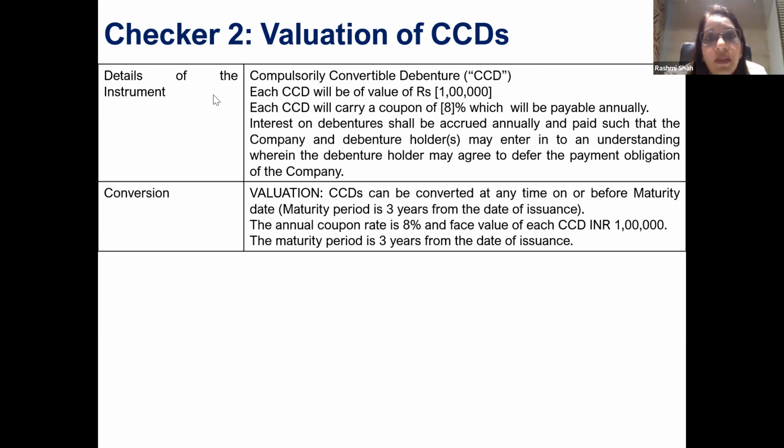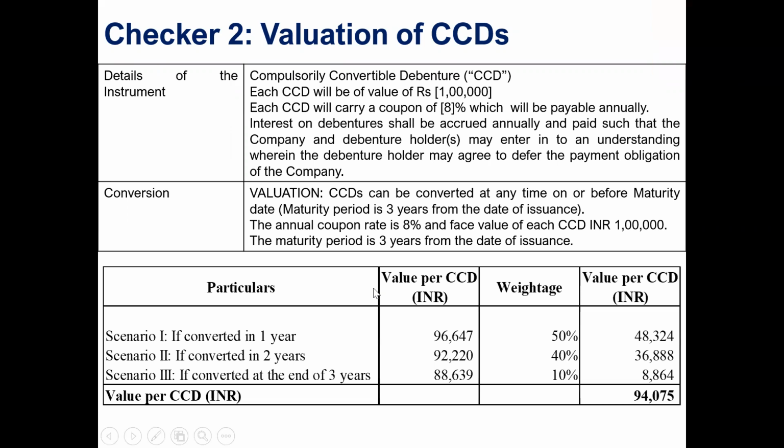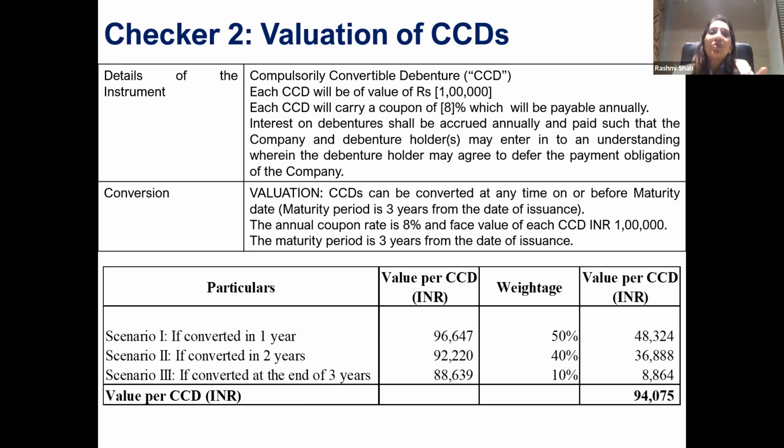Anyone? So like I said, again, we could have run the coupon rate plus the present value of the conversion value, that is rupees 1 lakh. Present value of the coupon plus the present value of the conversion. Yeah, that is right. The approach is correct.